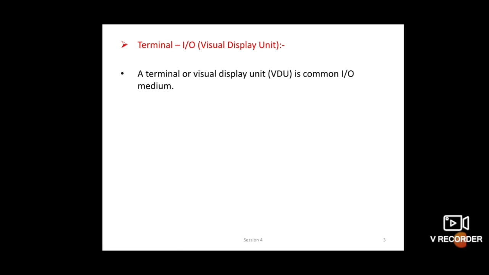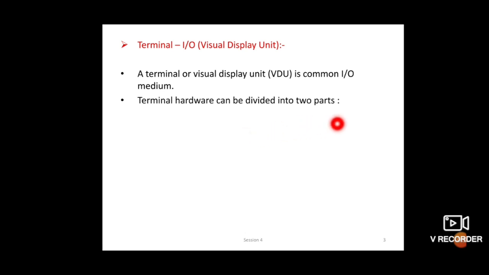Now the next topic is terminal IO or visual display unit. It is also called a visual display unit. What is a VDU? VDU is a common input output medium. Okay, means input output medium. It is also shortened to IO medium.